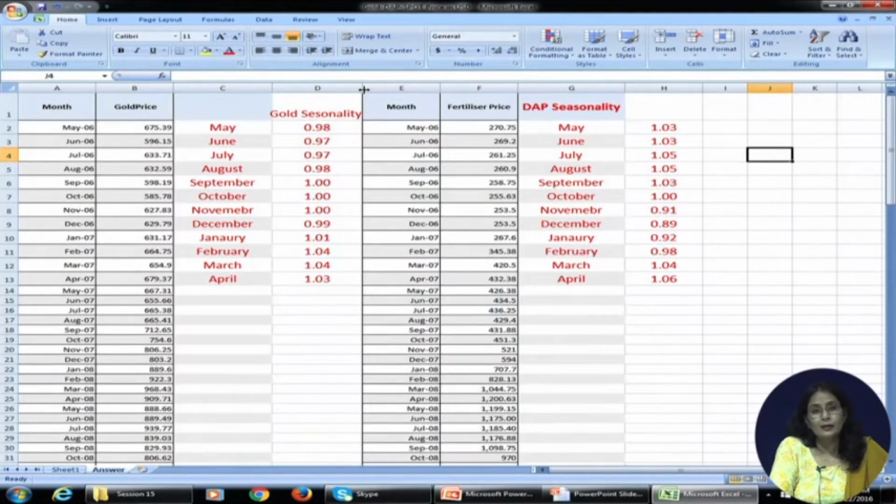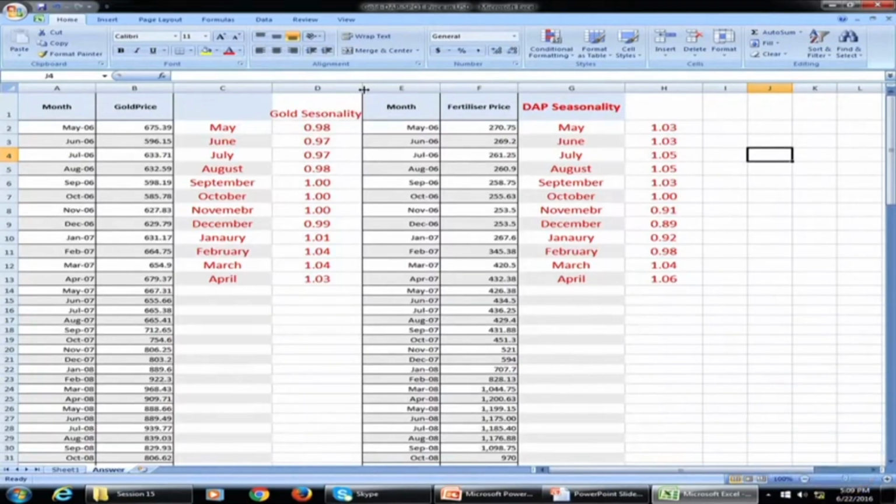Let's compare the seasonality data in gold. If you can see, the lower seasonal point is the month of May, that is 0.98, vis-a-vis the high seasonal value of 1.04 in the months of February and March. One thing I would like to tell is that whenever we model this seasonality, we will never get the value of 1 for all months. There has to be some variation in the spot prices, and that is going to be reflected in some value other than 1.